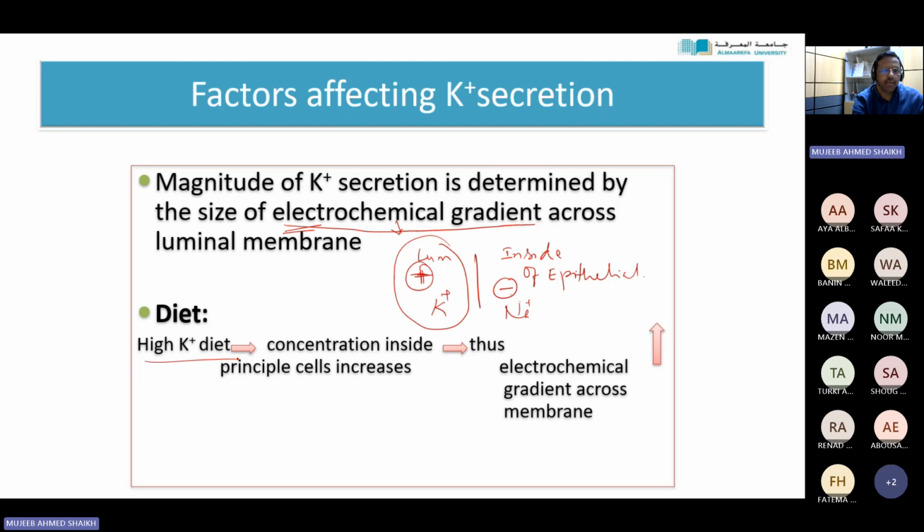A high potassium diet will cause concentration of potassium inside the cells. Thus, the principal cell will have an increased electrochemical gradient. A high potassium diet leads to concentration inside the principal cell, causes an increased electrochemical gradient, and this will lead to secretion of potassium ions.